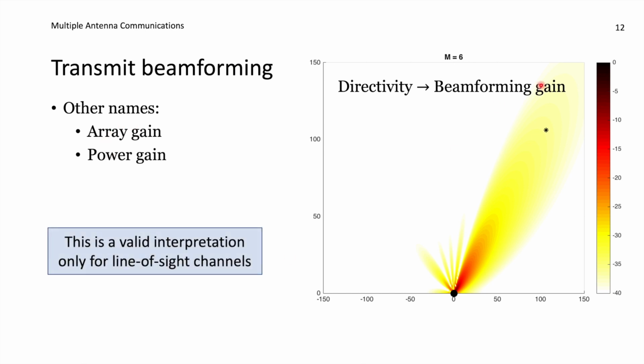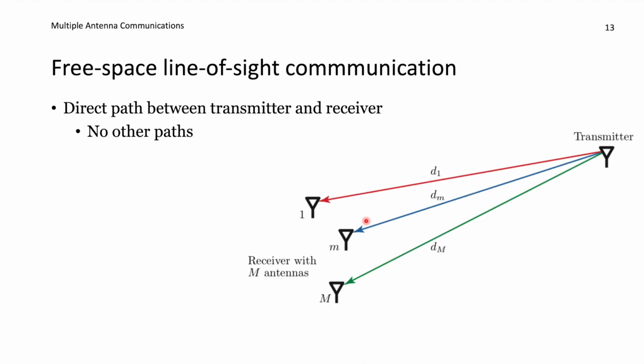This illustration here is actually only a valid interpretation of the beamforming in line of sight channels, but that will be the focus of today's lecture. So now we will look at free space line of sight communication, where there is a direct path from the transmitter to our M receive antennas, and there are no other paths.